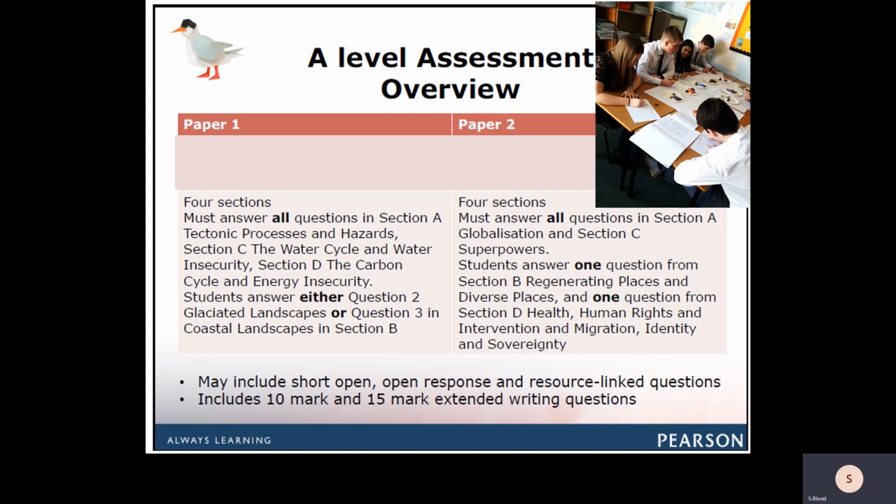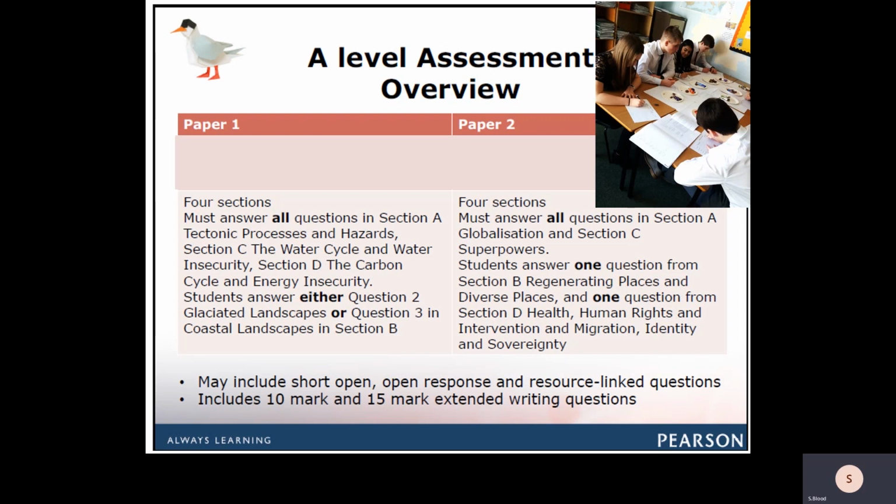So, as we look at these elements in a bit more detail, paper 1 has 4 sections within it. They must answer all questions in section A on the tectonic hazards, water and carbon cycles. Then they get into an element where they get some choice, and they will choose the coastal, which is what we teach. There's a similar layout as well on paper 2 in terms of what is compulsory and the choice elements.